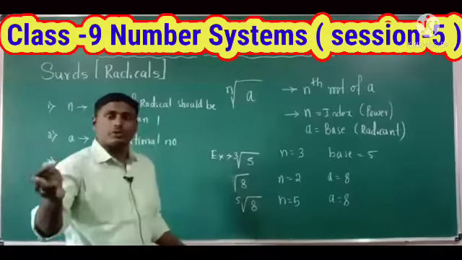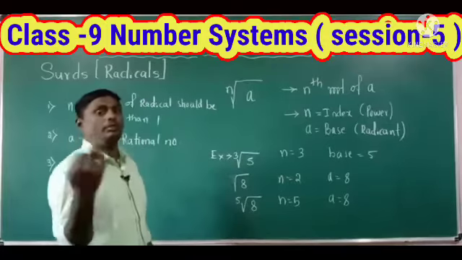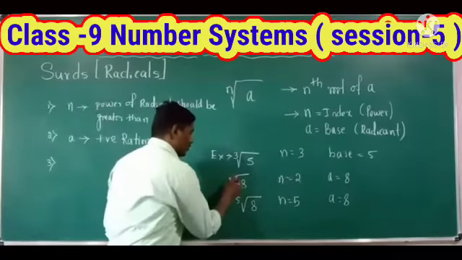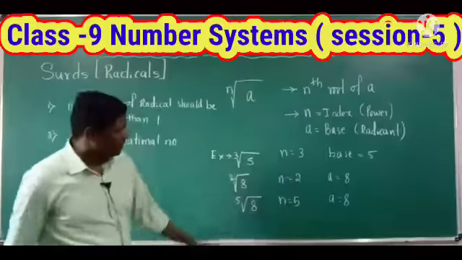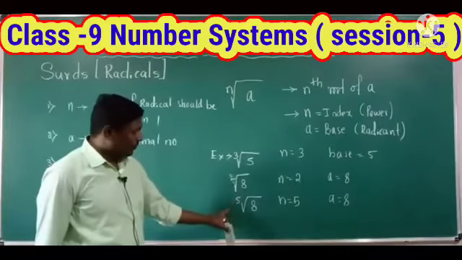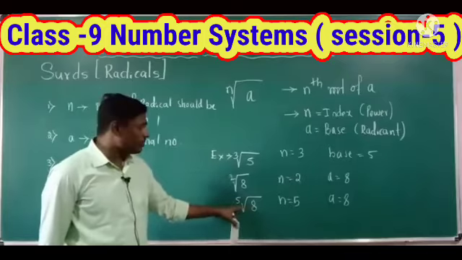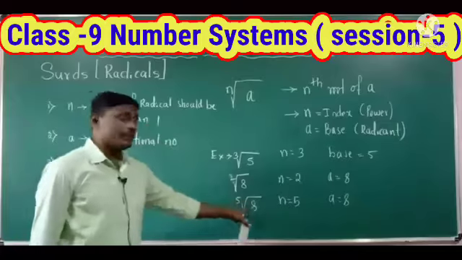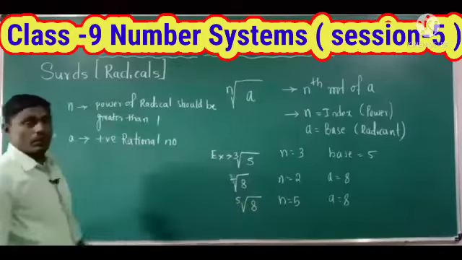Square root: square means multiplying the same number 2 times, so for the square root its power is 2. Next one, fifth root of 8. So what is the power of the radical here? 5. So 5 is greater than 1 and 8 is a positive rational number.